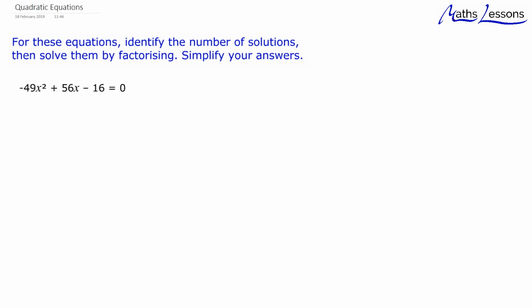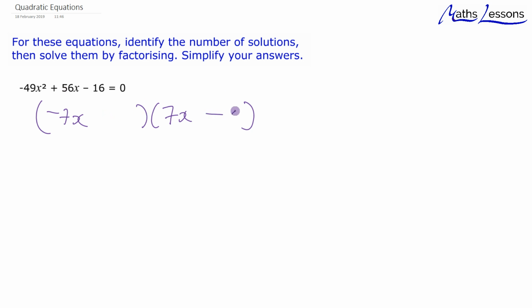Okay, so where to start? Well, the best place to start is just to try something. With 49 and 16, when I was looking at this, I went for the most obvious factors. So I went for minus 7x and 7x, and minus 4 and 4, because I want a plus 56, so I want a positive.